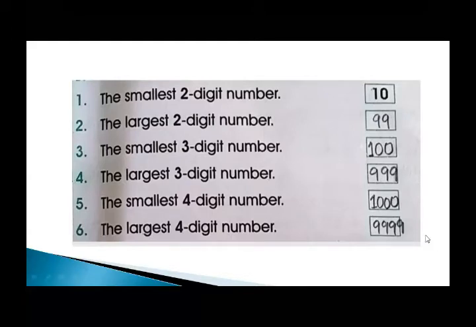Then it goes on in this series. So the largest 4-digit number is, the largest 3-digit being 999, 9,999. And if you continue this, then the smallest 5-digit number will be 10,000. In this way, you will understand the smallest and largest 1, 2, 3, 4-digit numbers. Okay, we all understand this. Now we are moving to our next slide.